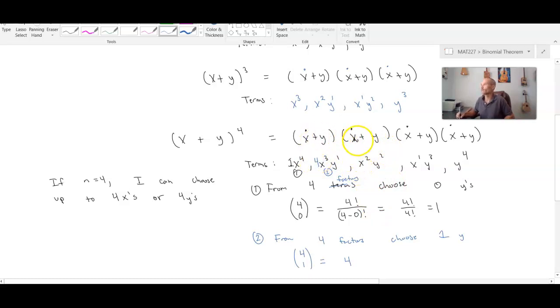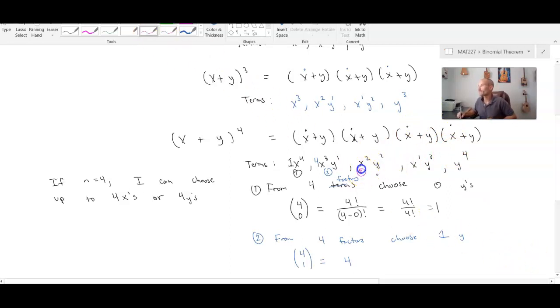Here's one way, x times x times x times y. Then I could have x times y times x, that's a second one. X times y times x times x, that's a third one. And then I could have y times x times x times x, that's a fourth way. You can probably see how the rest of these terms are going to pan out.